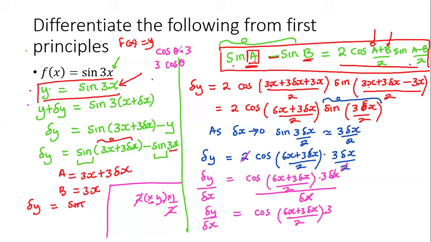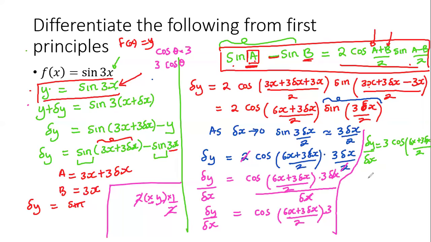But this 3 does not multiply the angle, so don't make the mistake of multiplying the angle. Here you can write it in another way by writing the 3 first. So I can write it as change in y out of change in x equaling 3 cos of 6x plus 3 delta x, everything out of 2.